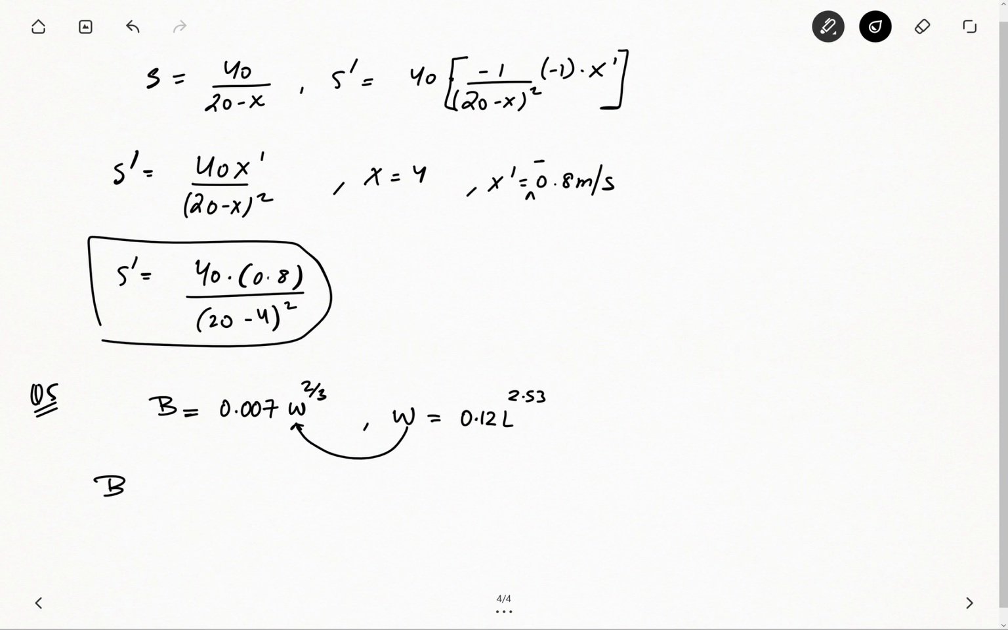Brain is 0.07, and then all of that to the power of 2 over 3. So we'll get 0.12 L to the 2.53, to the power 2 over 3. Okay, so now let me just quickly calculate this quantity so that we can keep our lives easier when we're trying to do the analysis later on.